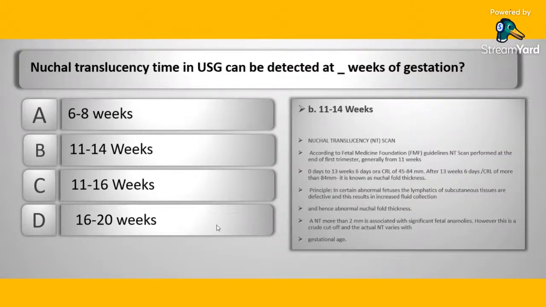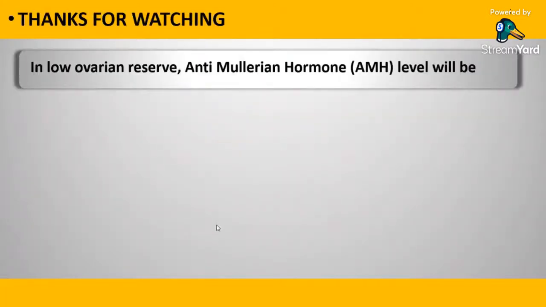In certain abnormal fetuses, the lymphatics of subcutaneous tissue are defective and this results in increased fluid collection, hence abnormal nuchal fluid thickness. A nuchal translucency more than 2 mm is associated with significant fetal anomalies. However, this is a crude cutoff and the actual NT varies with gestational age.